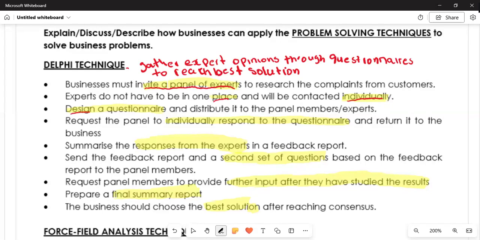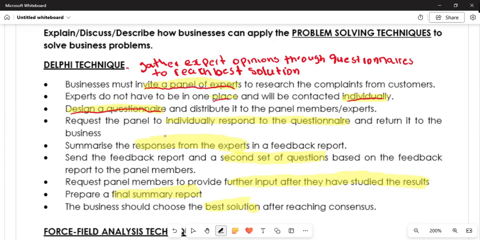Now we are to design a questionnaire. You design a questionnaire which includes: what are the common causes of delivery delays? How can we improve delivery time within a budget? So that is the questionnaire that is going to be designed by the manager of the organization. So now we move on to another point.